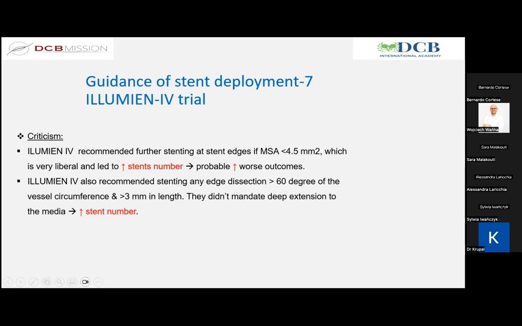I read some criticism about the ILUMIEN IV trial, which I'm showing you in this slide, because they recommended further stenting at edges only if minimal stent area was less than 4.5 millimeter, which is very liberal. They could use a less aggressive approach like post-dilatation with a smaller size balloon. Also, they recommended the stenting of any edge dissection which is larger than 60 degrees and more than 3 millimeters in length, not mandatorily extending to the media. So they also had a higher stent number.